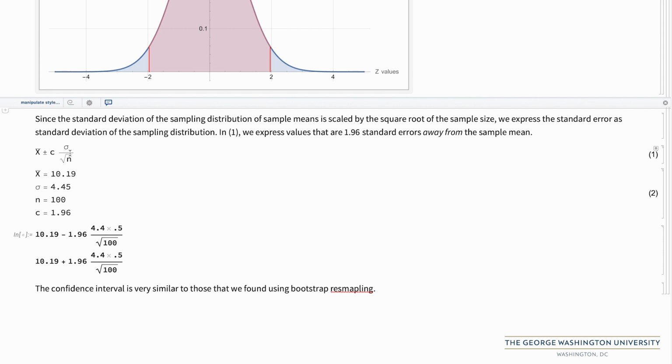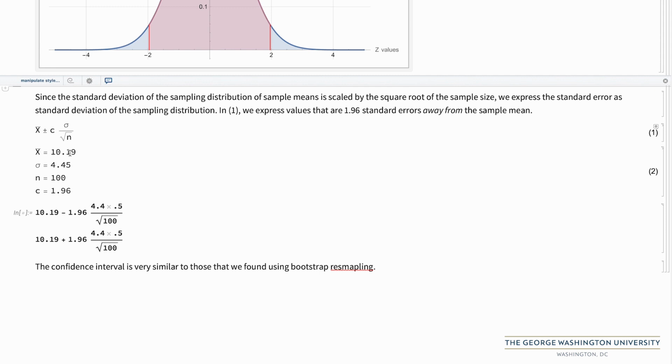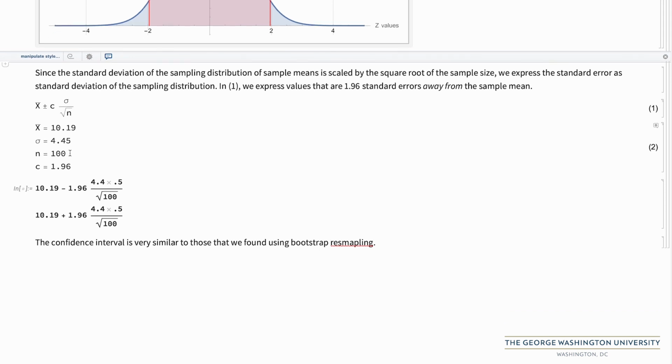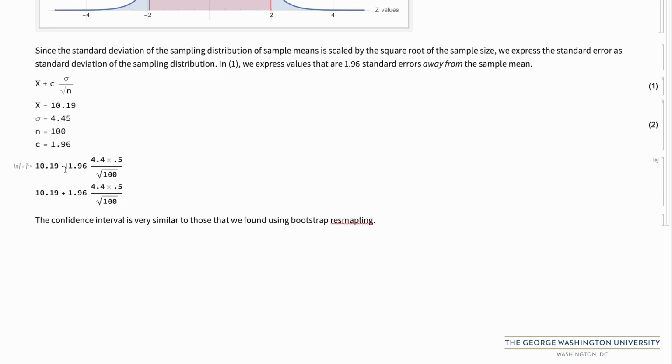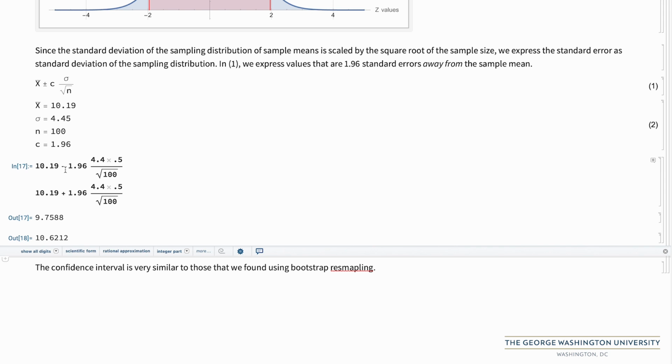What are we saying with this equation? We want to be 1.96 standard errors away from x bar, the sample mean. So above and below, minus and then the plus. And you see the values that we have there. We have our sample mean, we have sigma, we have n, our sample size, and we have c. And if we do those calculations, we see we get 9.7588 and 10.6212.